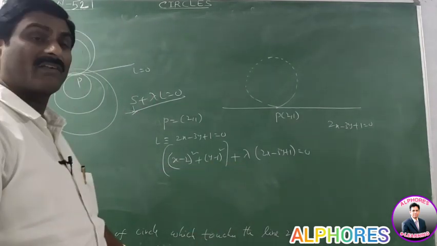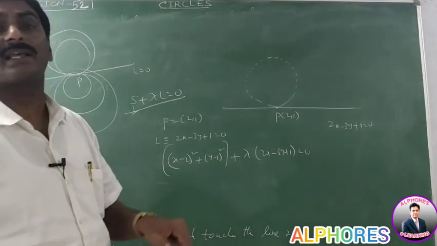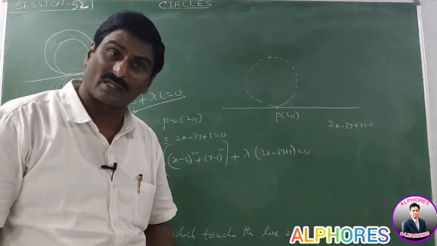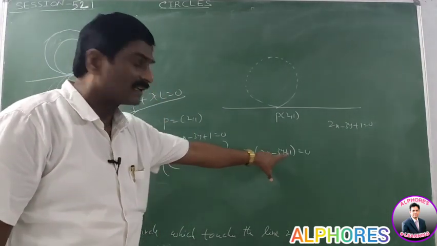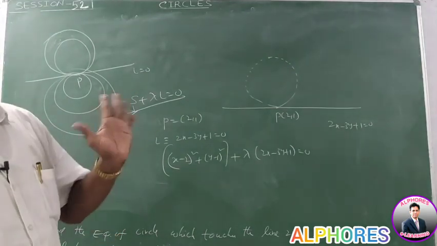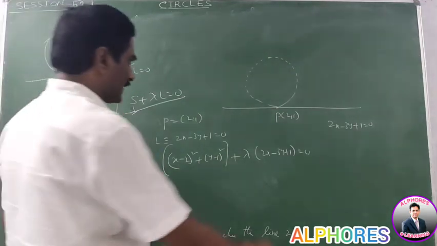What is the radius of the required circle? Root 13. What is the radius? Radius is equal to root over g square plus f square minus c. By using that property, we find lambda. Substitute the value of lambda in this equation, and we get the required equation of the circle. Okay, this is equation number 1.